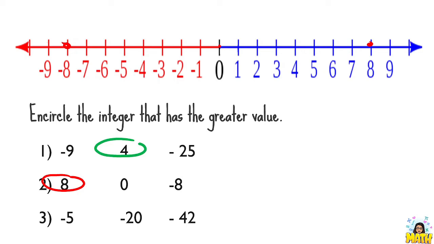For number 3, lahat ng mga numbers na to ay negative. So let us plot them. We have negative 5, negative 20, comes first before negative 42. Again, the integer which is in the rightmost side is negative 5. Therefore, negative 5 has the greater value among these 3. So that is how we find the integer that has the greater value.